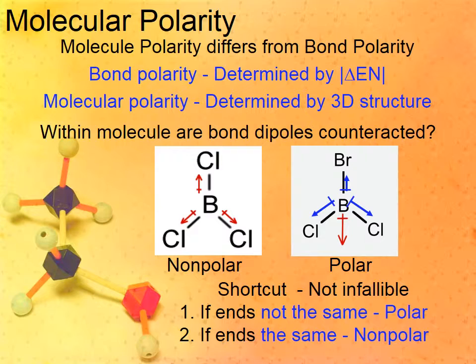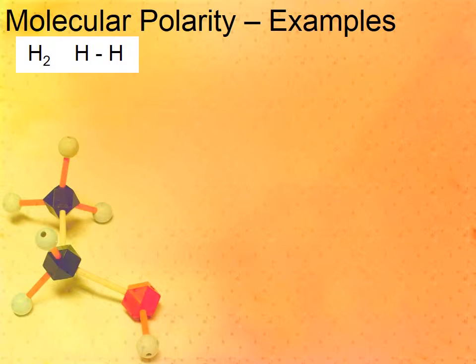Whereas in the other example, the bromine is at a different extremity than the chlorines are, and guess what? The molecule ends up being polar. So let's look at some examples.